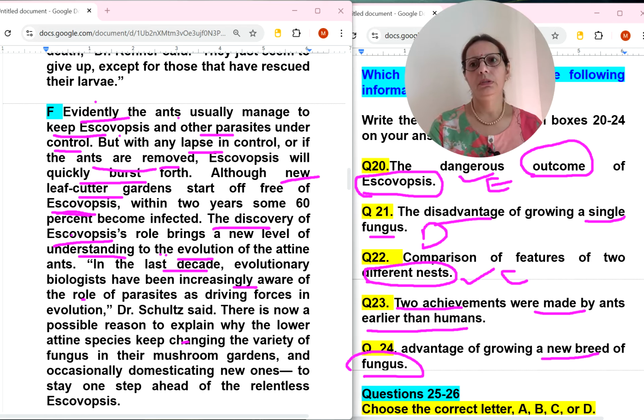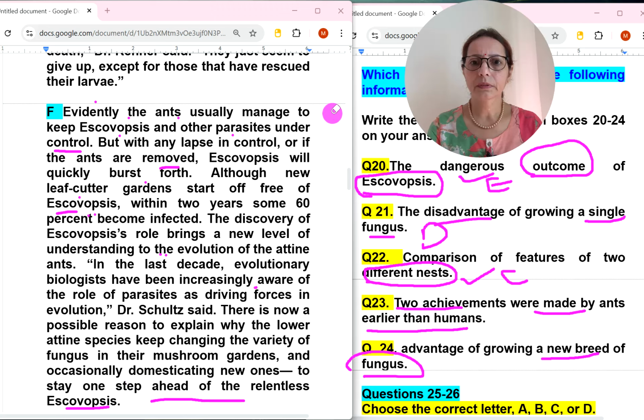I don't think so. It is matching one step ahead of the relentless this. We can leave this. I am not understanding this. I can't match it with 23 and 24. Only two are left. Okay. Let's move.